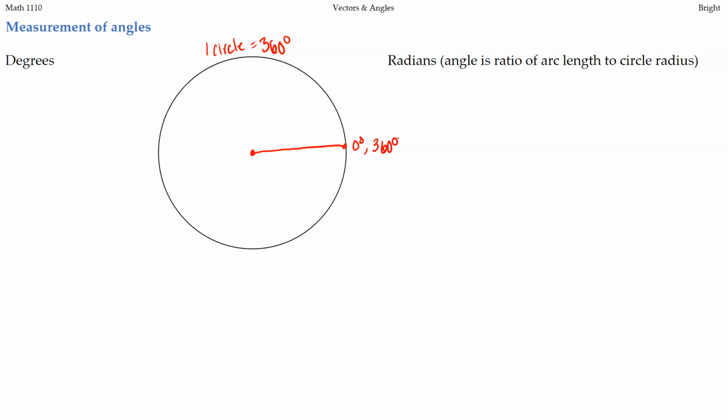And then we can imagine that if you stopped halfway around, that's half of 360, so that's 180 degrees. Similarly, if you do a quarter of the circle, that's 90 degrees. And then if you were to do an eighth, you would be at 45 degrees. And then you can do all the multiples of eighths. So I'll just draw in some dashed lines here.